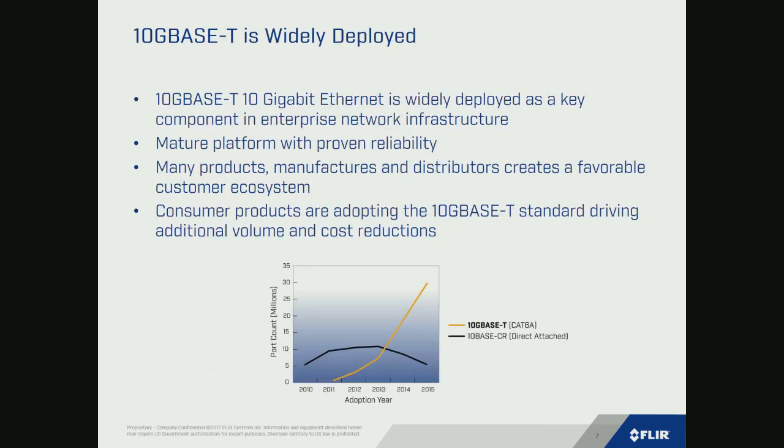And I think the industry as a whole has kind of agreed with us. The 10GBASE-T implementation of 10 Gigabit Ethernet is by far the most widely deployed. It's a mature platform, and this has led to a really favorable consumer ecosystem. So there's a lot of manufacturers in this space. There's a wide variety of products, and that's pushing the cost down and really favorable for consumers. So you can see the adoption of 10GBASE-T relative to the direct attach. It's really just taking off.